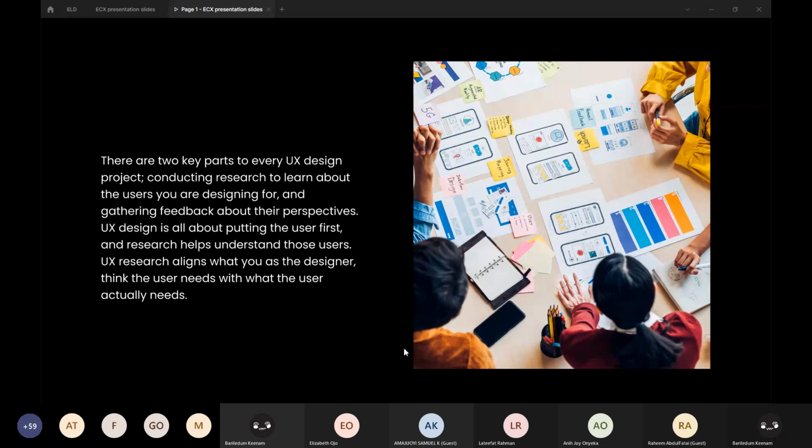UX research also aligns what you as a designer think the user needs with what the user actually needs. Like I said before, you don't just want to start building stuff based on your own prediction or assumption. You might feel that the world needs a particular app, but in reality, they don't actually need this app. But you can never know unless you conduct user research. Next slide, please.